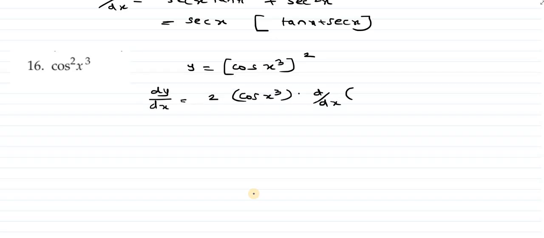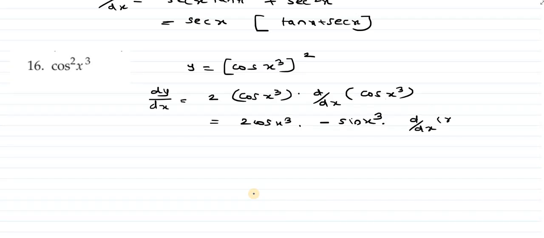D by dx of what? Now we have to differentiate cos x cube. I just differentiated the power only. I have not yet differentiated the function. So 2 cos x cube, on differentiating the function, it will be minus sin x cube. Then I have to differentiate x cube. So it is nothing but minus 2 cos x cube sin x cube.